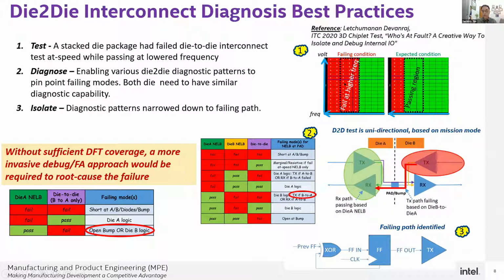So when you see this failing, what are you going to do? Because typically in a die-to-die environment, die-to-die is unidirectional, right? So usually we test based on the mission mode.